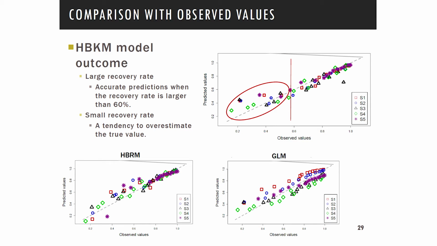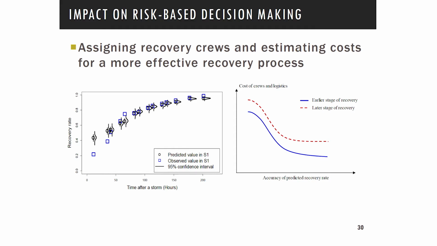Okay? But oftentimes, it's extremely important to be able to allocate those resources at the beginning of the storm. And so it's also important to be able to make good predictions when those values are small. And in our case, the errors when those values are small are still better than the ones for HBRM. So how can we use that in decision making? Why is it important to have a Bayesian model versus other tools?